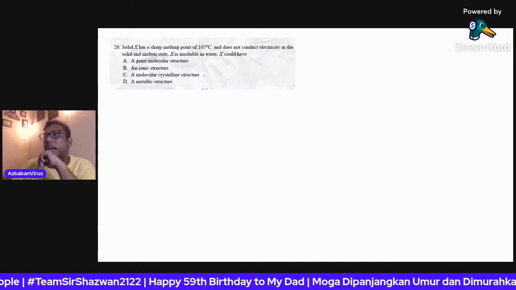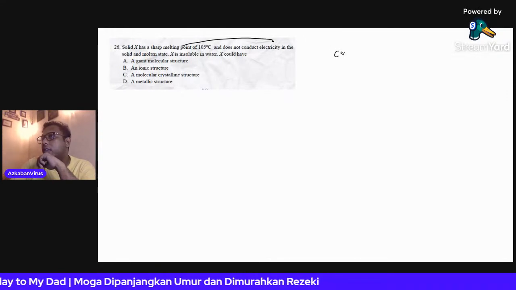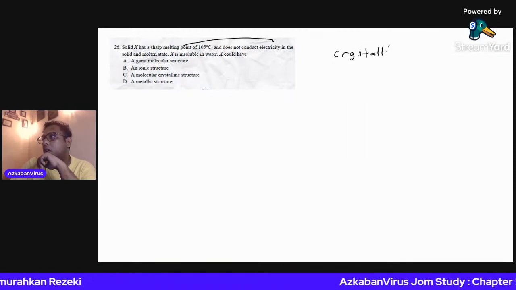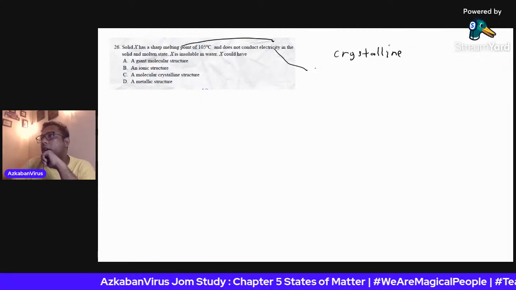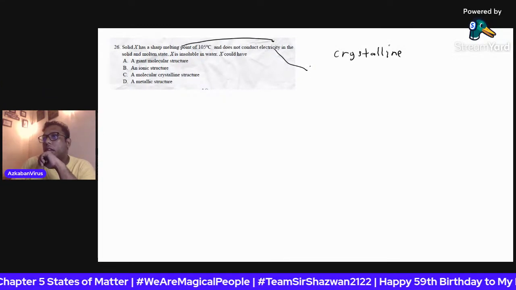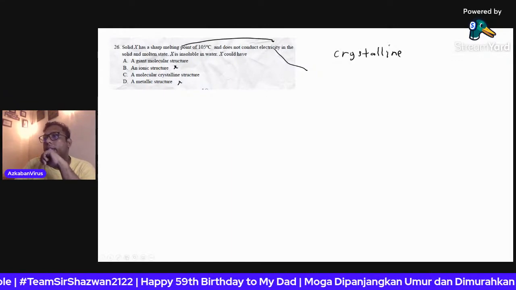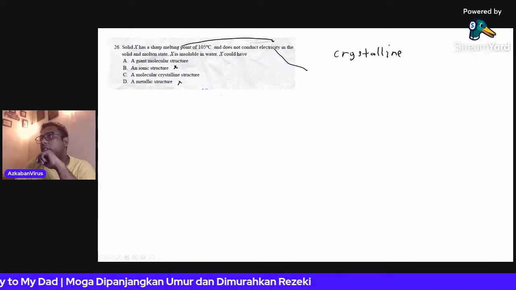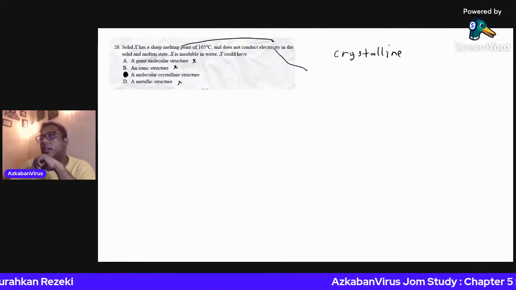Solid X has a sharp melting point. Sharp melting point bermaksud dia adalah crystalline solid. Does not conduct electricity, bermaksud dia bukan ionic, dia adalah covalent. Insoluble in water. So dia bukan ionic, dia bukan metallic. Metallic boleh conduct electricity. A molecular crystalline structure ataupun a giant molecular structure. Giant molecular structure boleh conduct electricity, so jawapan dia adalah C.